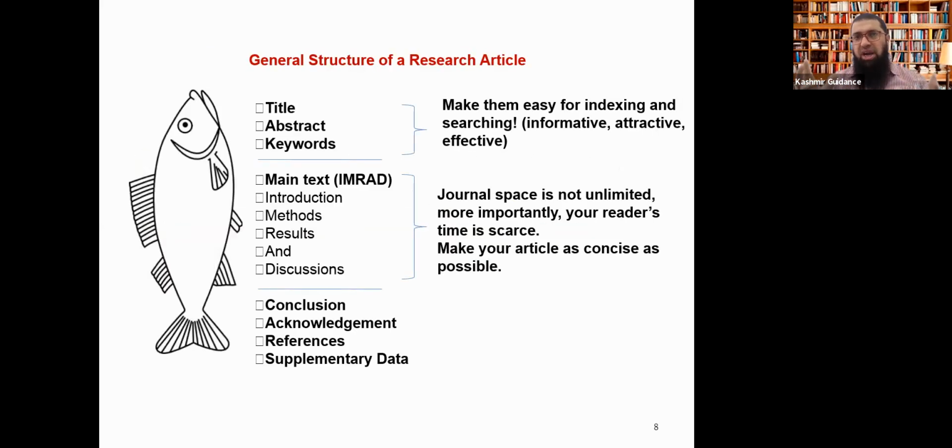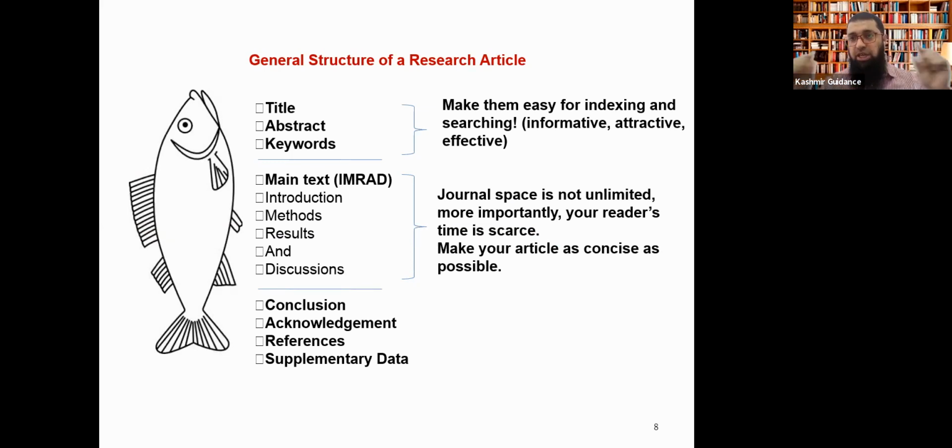A general research article is just like a fish. In a fish, we have three parts: the face, the main body, and the tail. Similarly, each research paper has three parts. The face of the research paper includes the title.